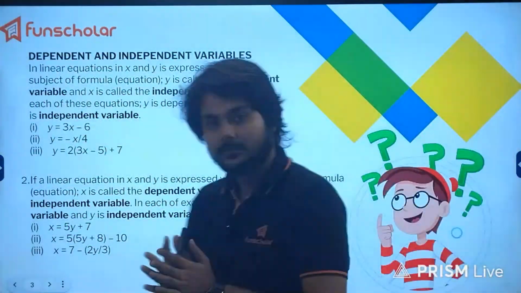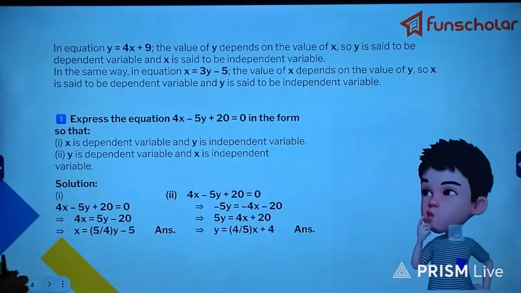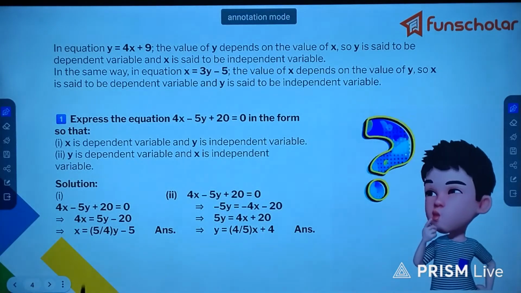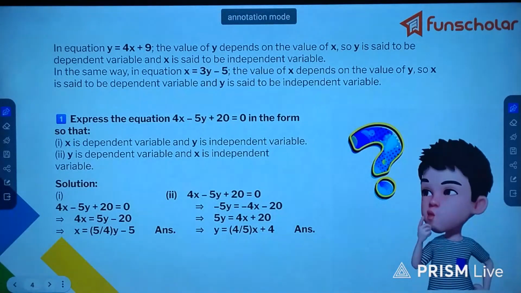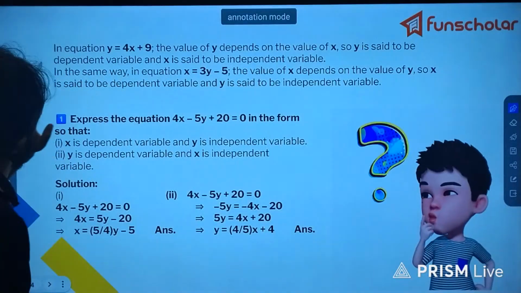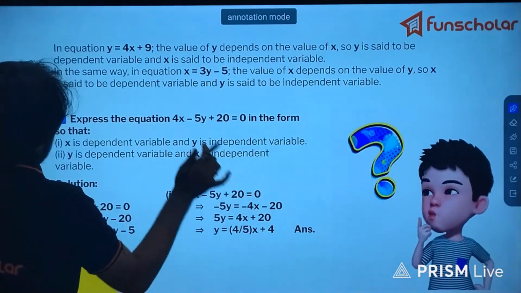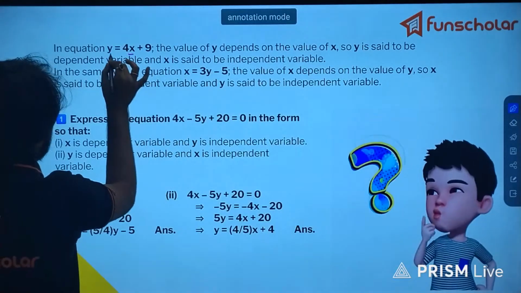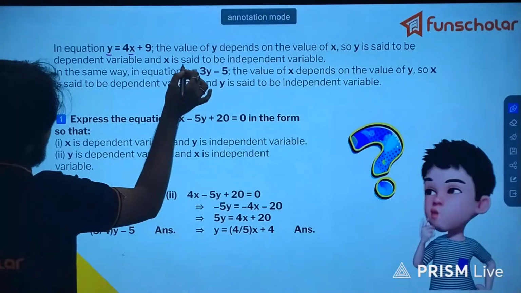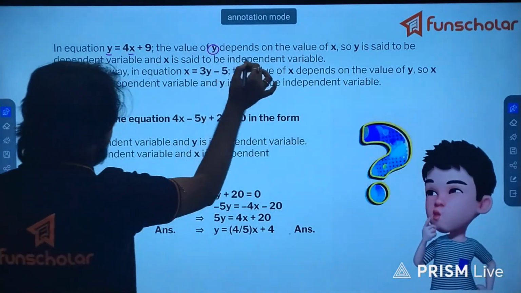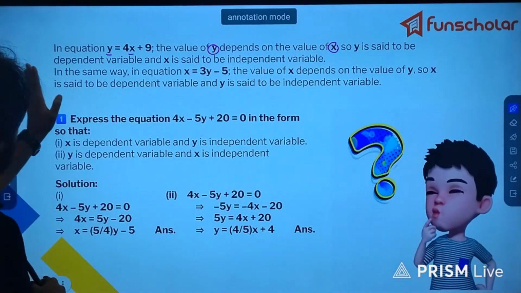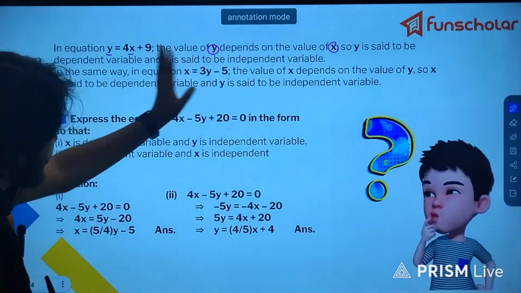Okay, next. See, in the equation y equal to 4x plus 9, the value of y depends on the value of x. You can easily say now that x is the independent variable and y is the dependent variable. Okay, because the value of y depends on the value of x. So y is said to be the dependent variable and x is said to be the independent variable.